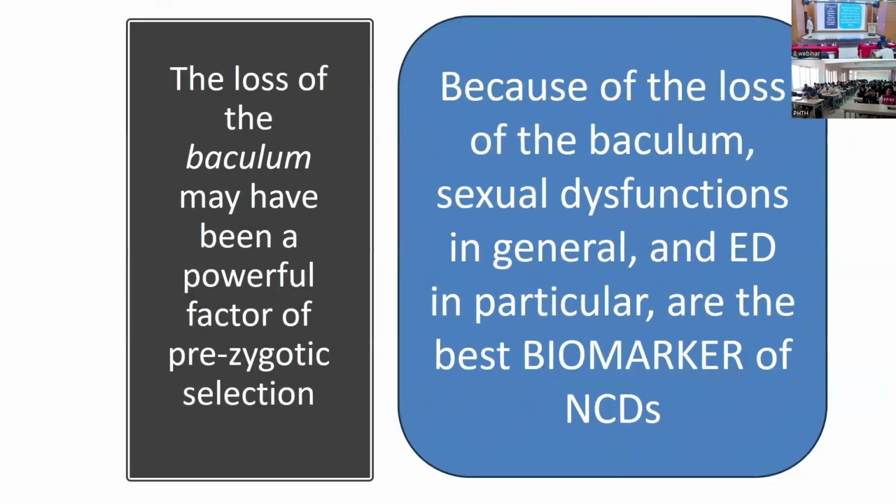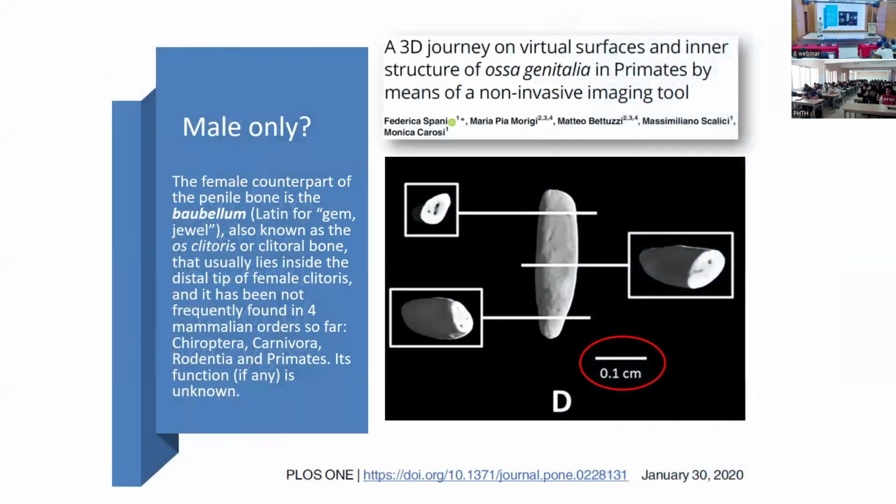So basically, the loss of the baculum has been a really powerful factor for the pre-zygotic selection. And because of the loss of the baculum, the sexual dysfunction in general, the erectile dysfunction in particular, are to be considered, as I said before in the book, The Canary in the Coal Mine, a wonderful biomarker of non-communicable chronic diseases.